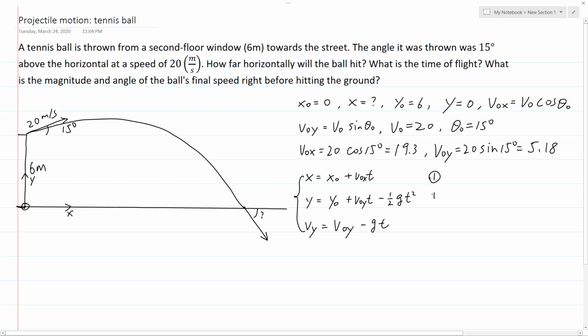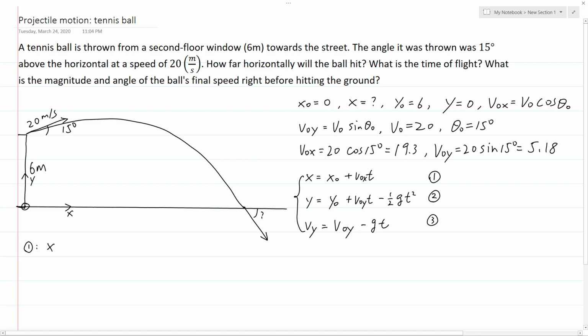Let's call them 1, 2, and 3. And the next step is to plug in these numbers that I listed above into the equations. So let's start with equation 1.